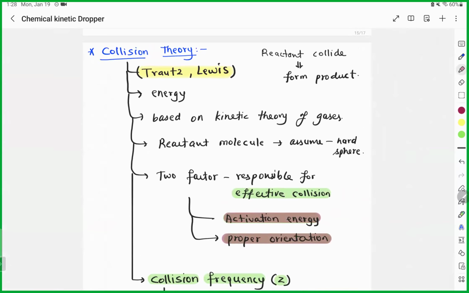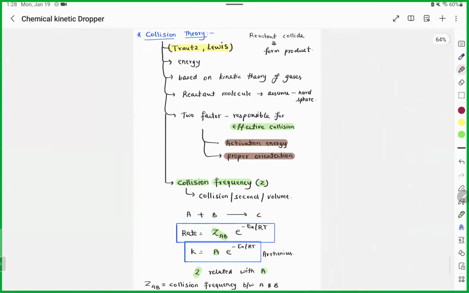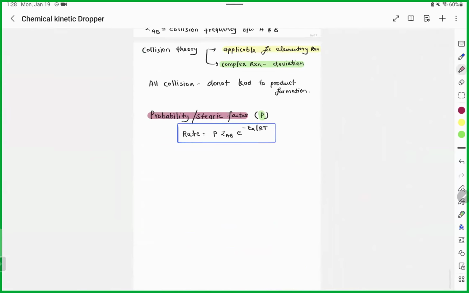Understood? And chapter is done. Any doubt, guys? And you can call this the modified Arrhenius equation.